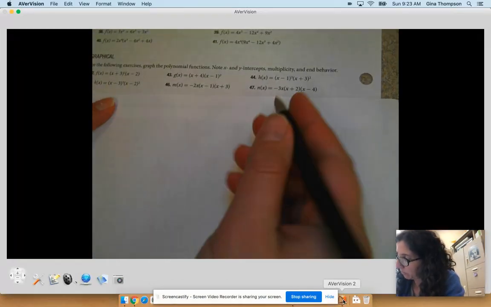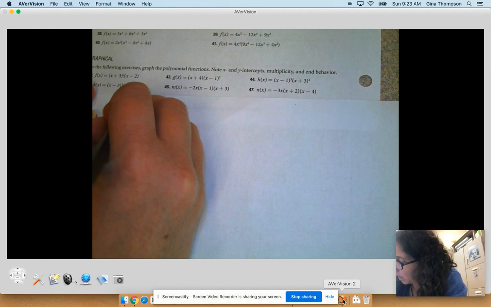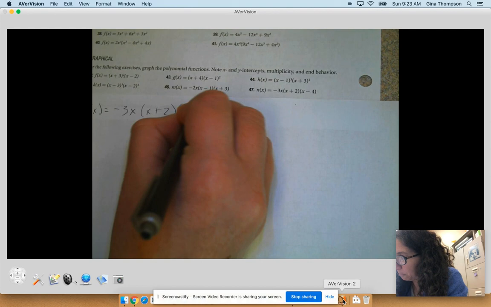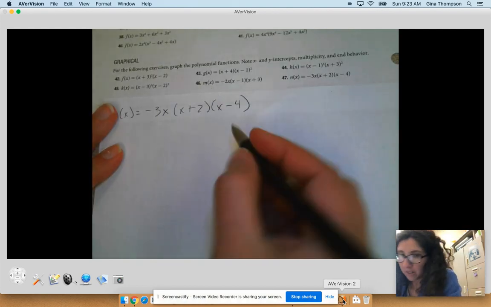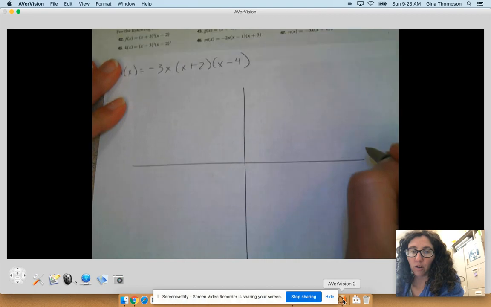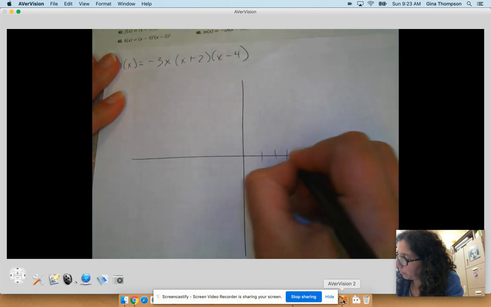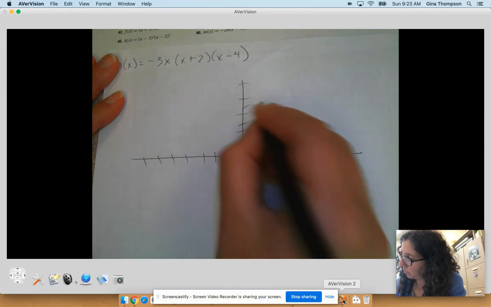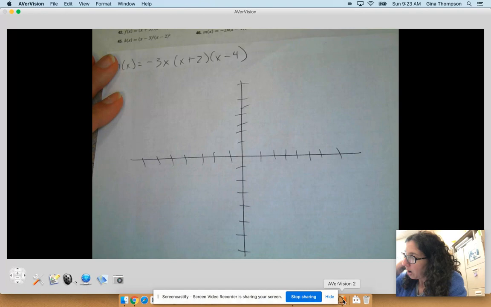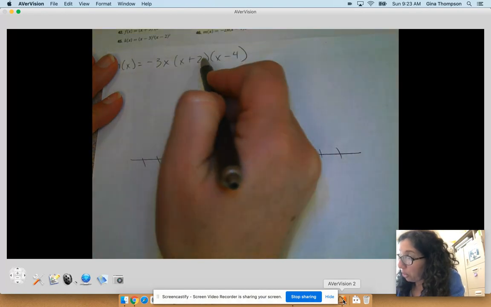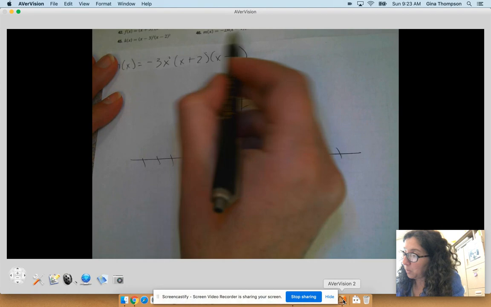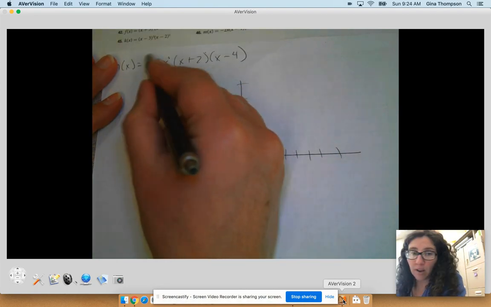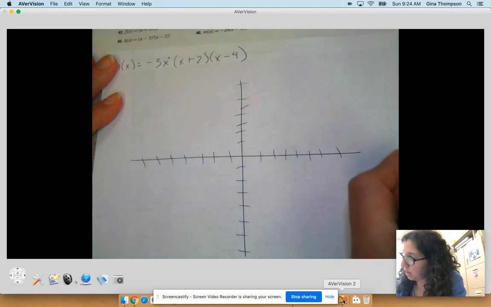Let's do this one. f of x is minus 3x times x plus 2 times x minus 4. Okay, let's graph our axes. End behavior, let's see, this is going to be degree 3, right? 1 plus 1 plus 1. So it's going to be like x cubed, except it has a negative coefficient out front. So it's going to go down over here and up over here.